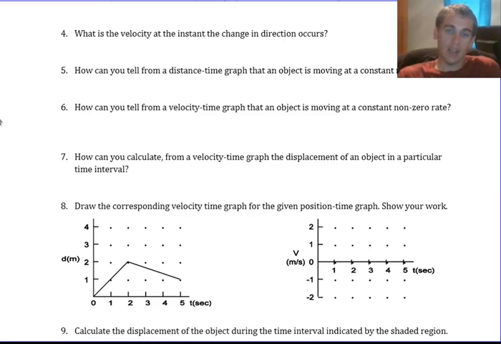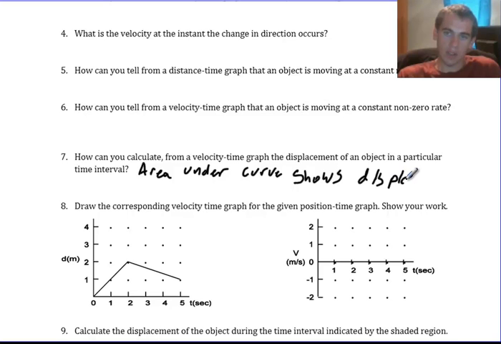Number 7, how can you calculate from a velocity time graph the displacement of an object in a particular time interval? Okay, that was the whole point of this lab, and this is sort of a big deal. I'm actually going to write it down. The velocity time graph shows instantaneous velocity. The slope of a velocity time graph shows how the velocity changes, but the area under the curve shows displacement. Remember, displacement is change in position, delta x.